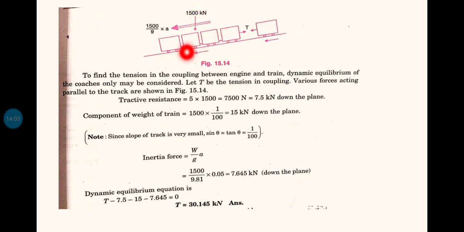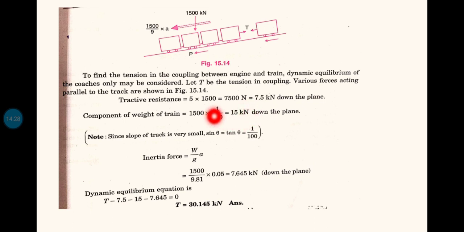Anyway, the body is moving, the train is moving, the bogies are moving upward. So inertia force we have to draw in the opposite direction. Inertia force is ma, where m is the 1500, sorry, it is in kilonewton. So 1500 divided by g into a, that we can see here.